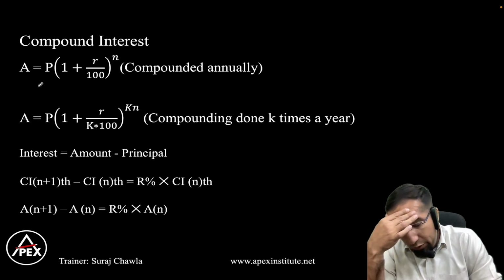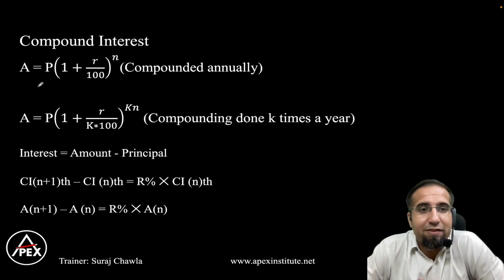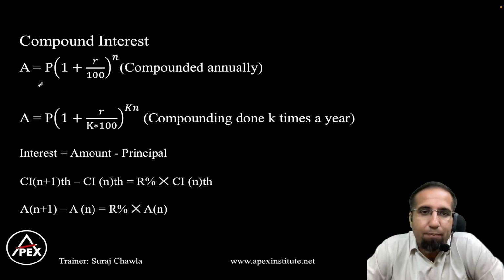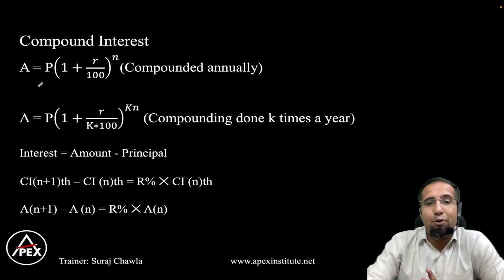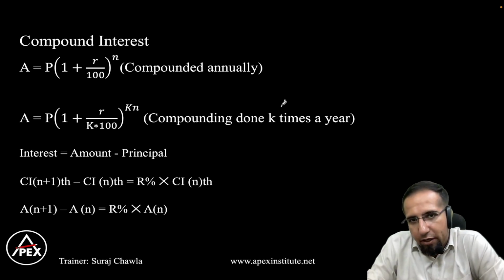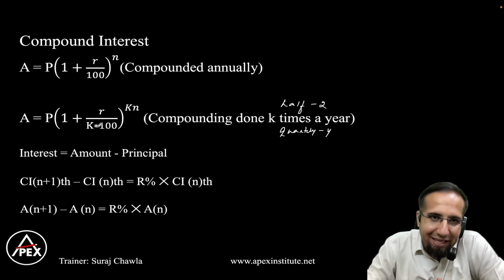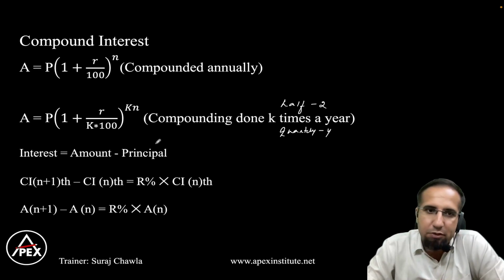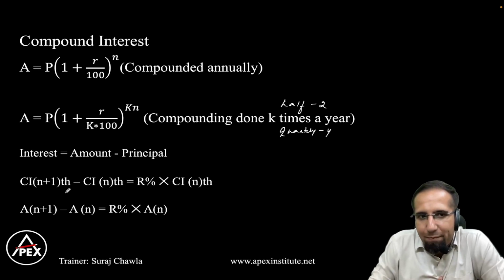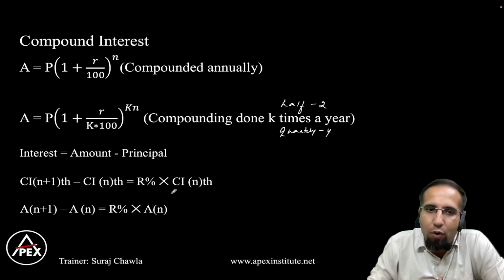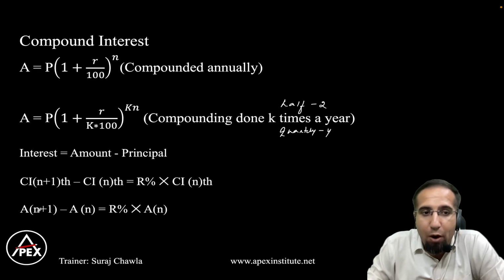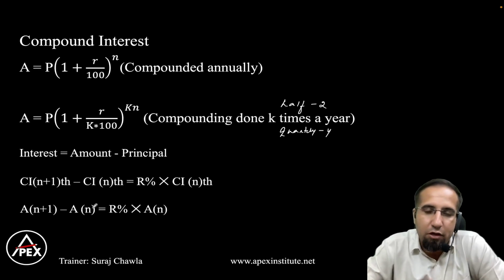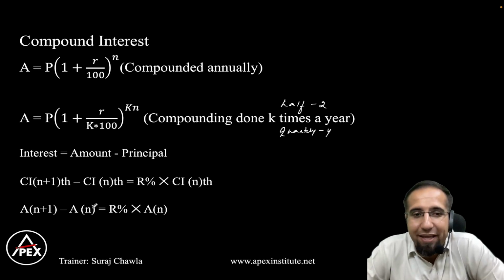Now let's move to compound interest. What do we need to keep in mind in compound interest? So amount is equal to P into 1 plus R whole to the power n when compounded annually. If I am compounding k times a year, that means half yearly is 2 times a year, quarterly is 4 times a year, in that case that becomes R by k into 100, and this becomes k to the power of k into n. And interest is amount minus principal. Now this we should keep in mind. CI of the n plus 1th year minus CI of the nth year is equal to R percentage of CI of the nth year. And the amount at the end of the n plus 1th year minus the amount at the end of the nth year is equal to R percentage of the amount at the end of the nth year.